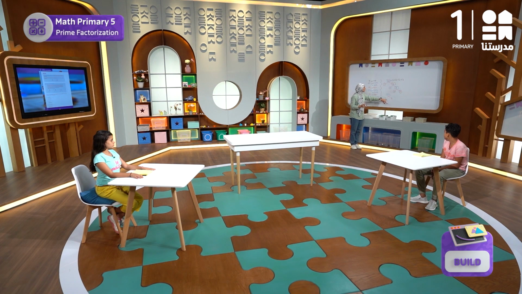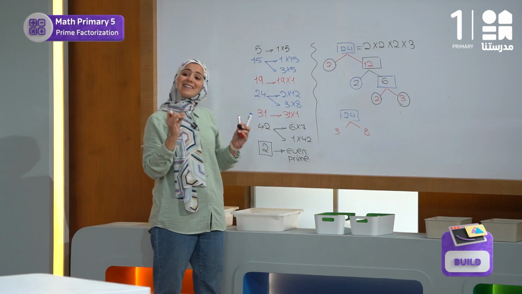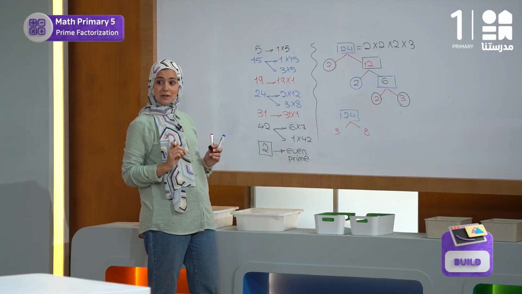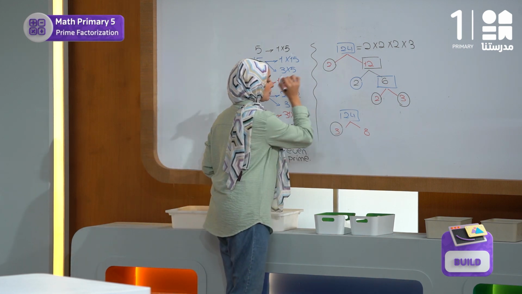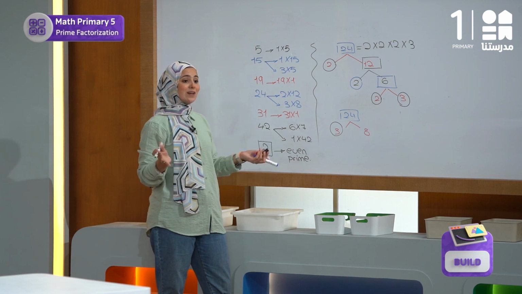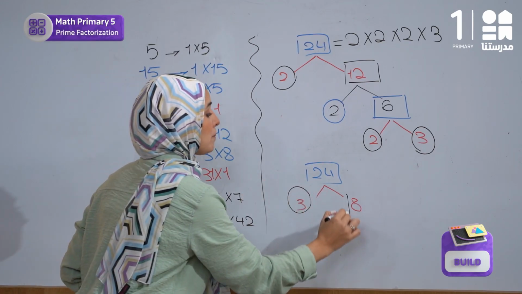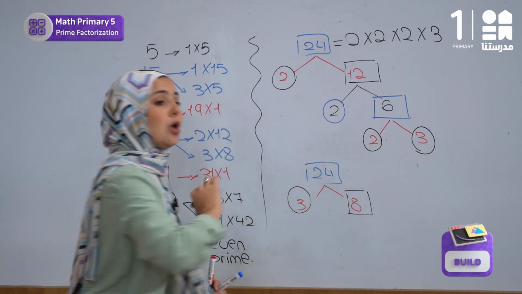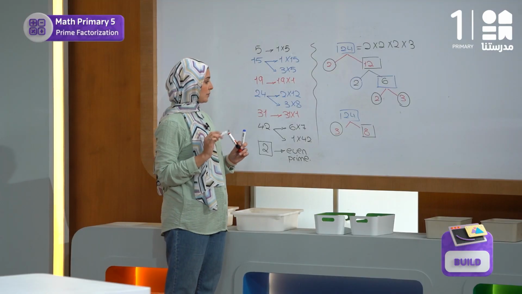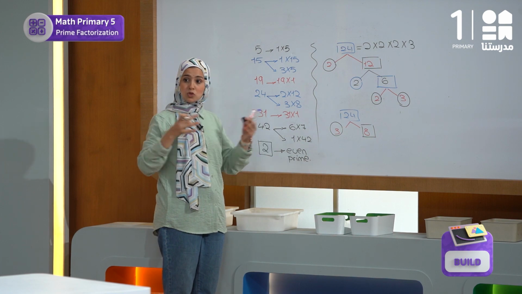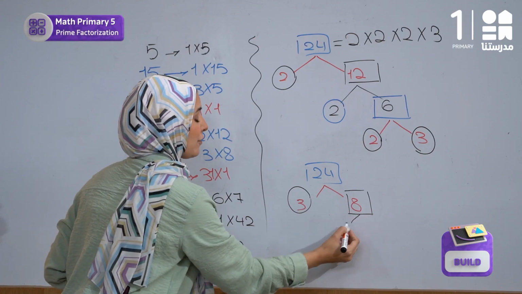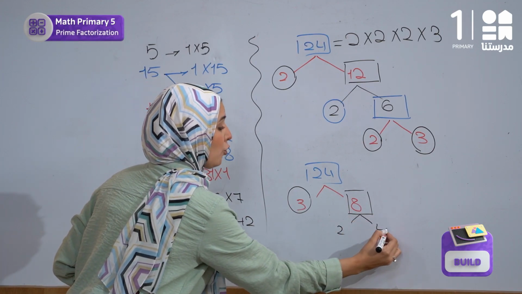What about if I start like Omar? Will I get a different answer? Let's check. Now 3 and 8. I know that 3 is a prime number, so I will circle it. What about 8? 8 is a composite number, so I'm going to draw a square. Now I ask myself, can I factor the 8 or write 2 factors? Yes, I have 2 and 4.